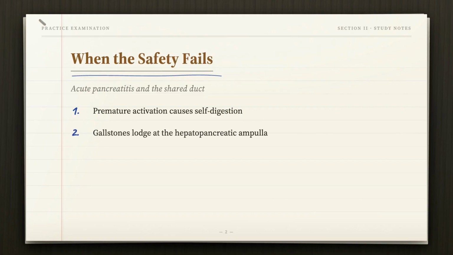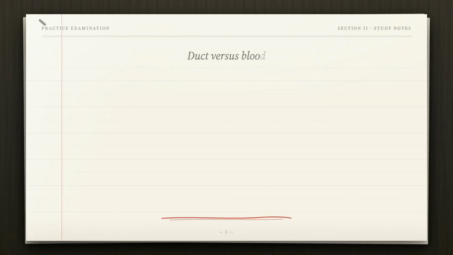Gallstones and alcohol are the leading causes, and because the bile duct and pancreatic duct merge at the hepatopancreatic ampulla, one stone can block both, producing jaundice and pancreatitis together.